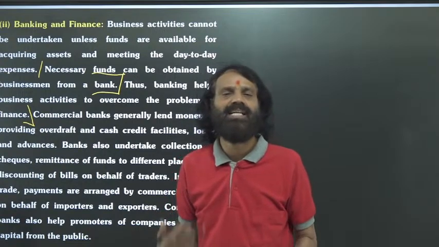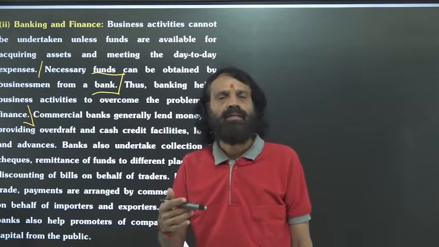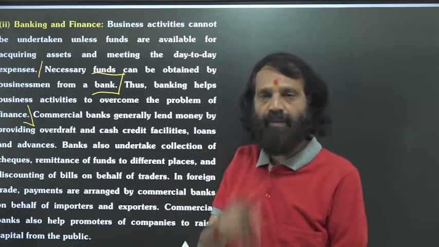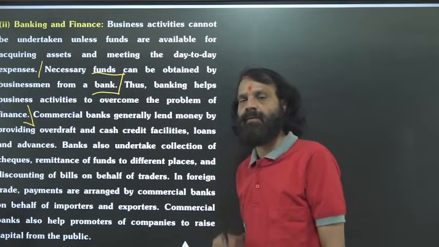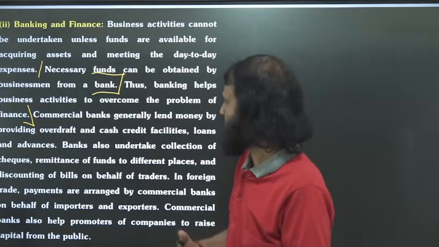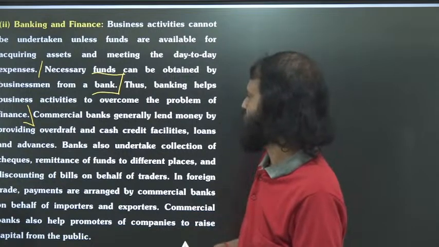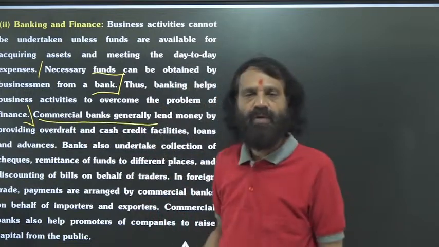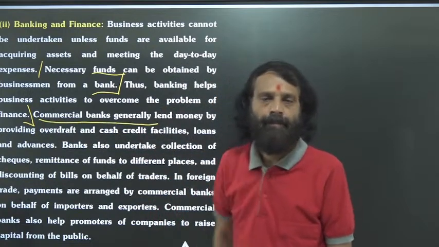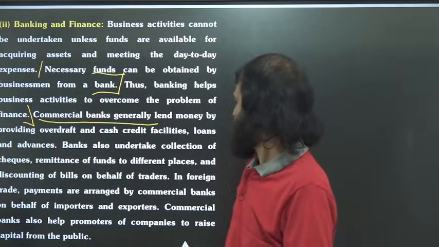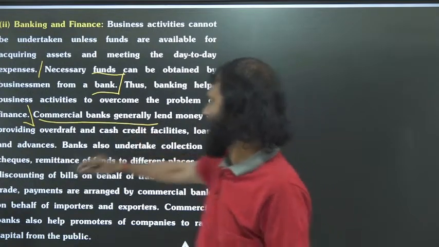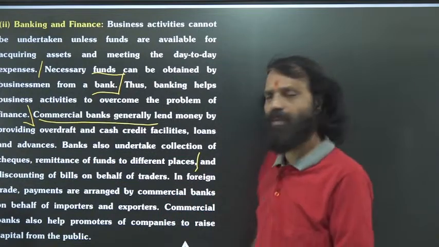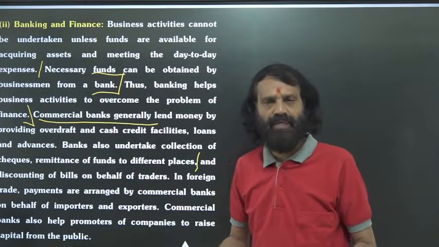All these financial institutions are directly or indirectly under the control of the RBI, the Reserve Bank of India, and they are working under it. All these commercial banks provide loan facilities to businessmen. Banks also undertake collection of checks and remittance of funds to different places. So many facilities are available nowadays in the banks.